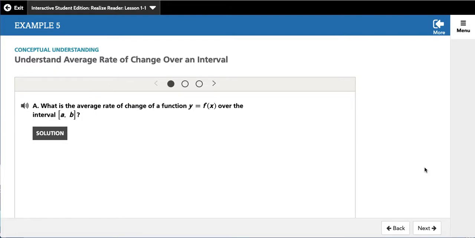Hello Algebra 2 students. This is a video for example 5 for topic 1, lesson 1. Understanding average rate of change over an interval. This is very generic. What is the average rate of change of a function y equals f of x over the interval from a to b?